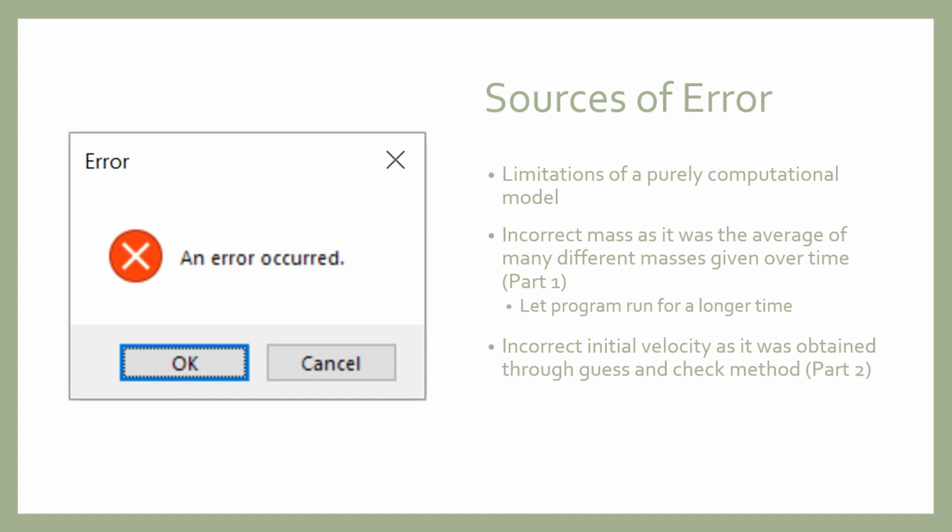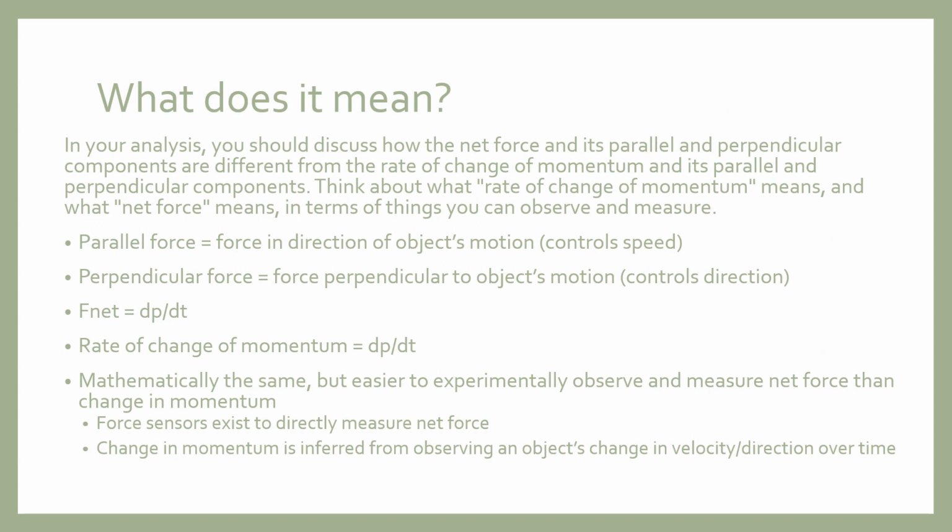So what does it mean? What are the differences between net force and its components and the rate of change of momentum in its components? The parallel component is in the direction of an object's motion and controls the change in speed, while the perpendicular component is perpendicular to an object's motion and controls the change in direction. Fnet is equal to the rate of change in momentum, and they are mathematically the same, but it is experimentally easier to observe and measure net force than rate of change in momentum.